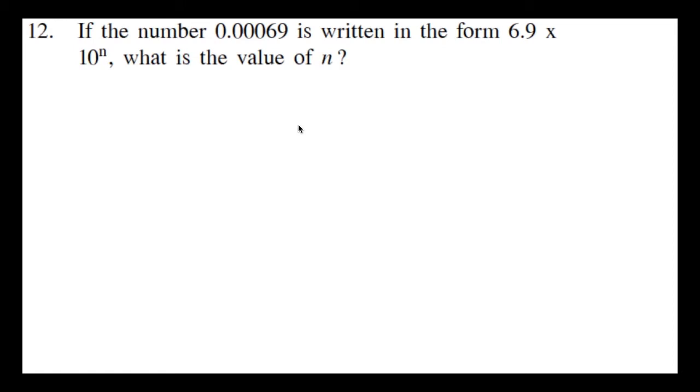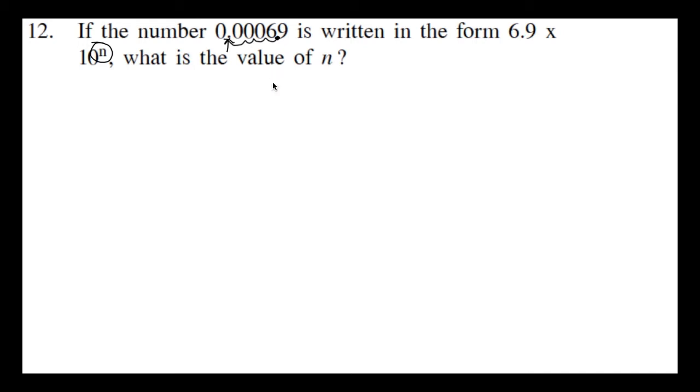The number 0.00069 is written in the form 6.9 times 10 to the n. What is the value? Well, we just want to know the exponent, so just put this number into scientific notation. So here's where I would put the decimal. Here's where it was. So that means I'm going to go 1, 2, 3, 4 places to the left, so that n would have had to have been a negative 4.